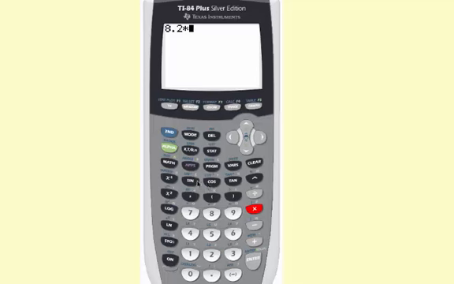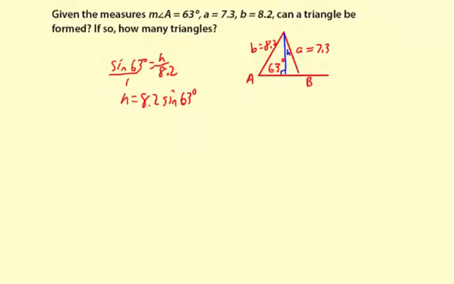8.2 times the sine of 63 degrees is 7.3, and so on. So just round to 7.3. Okay, now it's not exact, but it's very, very close. So we're just going to assume in this case that it is exact to prove the point. Now this height is exactly the same measure as a, and what that means is you are going to have a right triangle. And let me go ahead and draw this again.